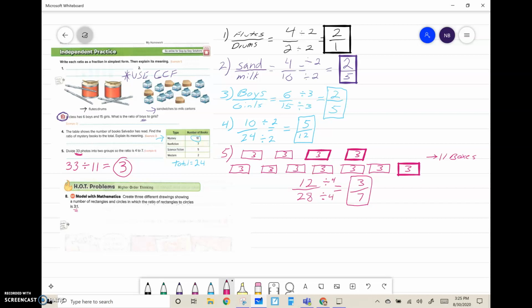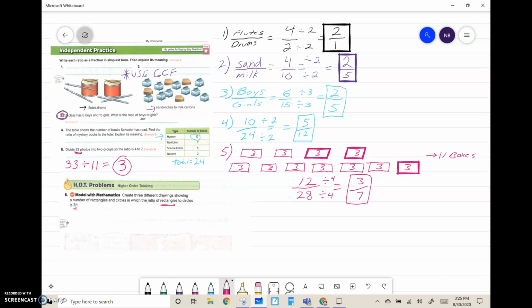So let's just go ahead and start with the first one, and they just want 3 to 1. And remember, it's rectangles to circles. So the rectangles is going to take the first. So we're working with 3 to 1 for our ratio. So let's just draw 3 rectangles and 1 circle. Okay? And there's our first section.